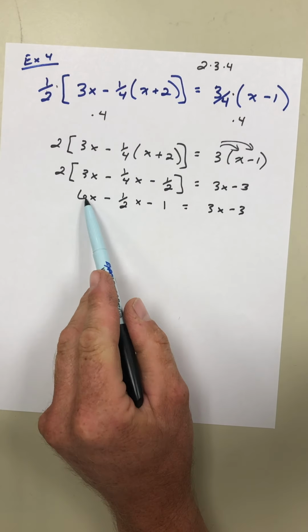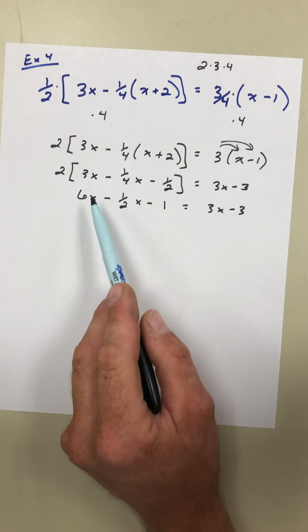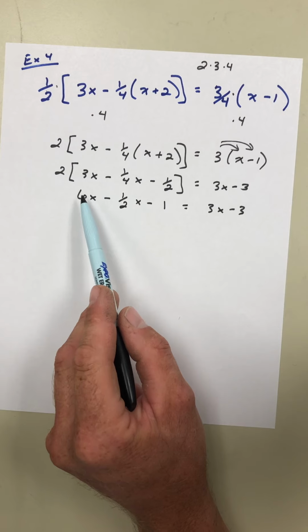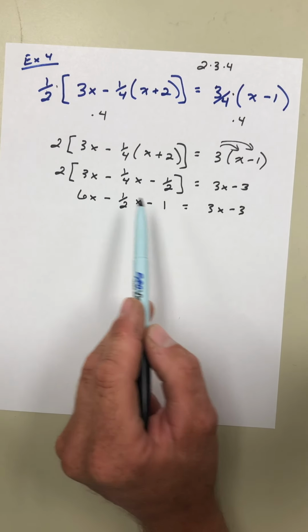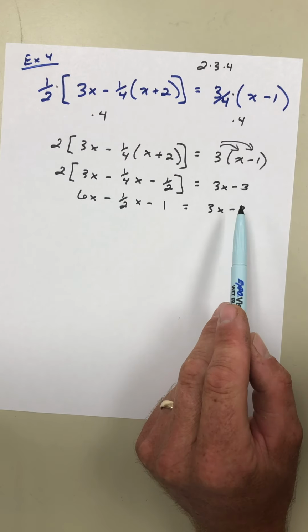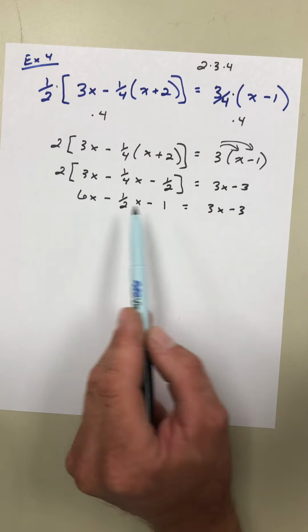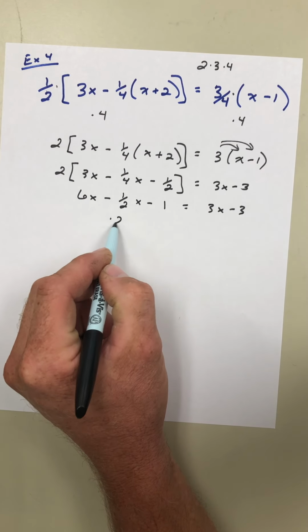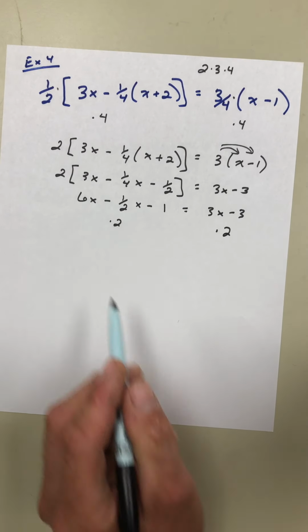We could take 6x minus 1/2 x. Again, we get 5.5 x's. Or we can clear that fraction as well. So what can I multiply each of my terms by? Now notice that we have 6x, we have negative 1/2, we have negative 1, we have 3x, and we have 3. These are all individual terms. So what can I multiply those by to eliminate that fraction? And that answer would be multiplying it by 2. So I multiply this side by 2, I multiply this side by 2.